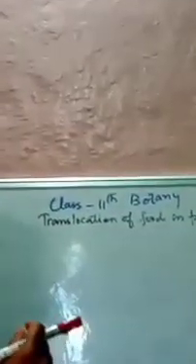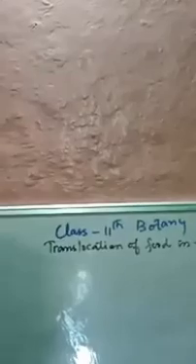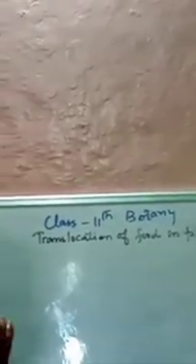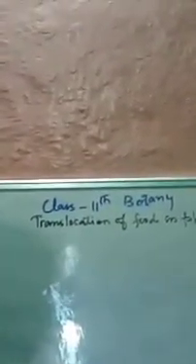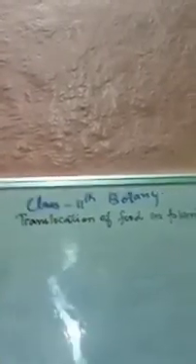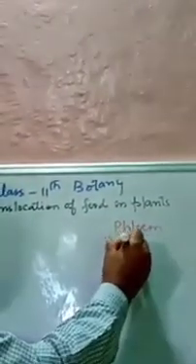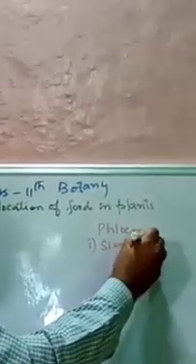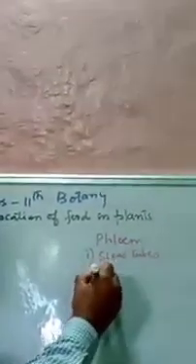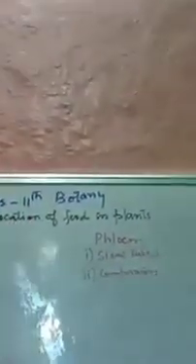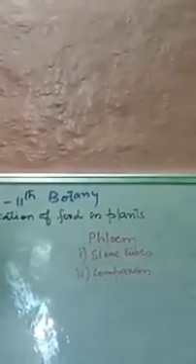We know that the movement of water or minerals is unidirectional, but what happens to this food, what is its direction? We know that the food is translocated by means of the phloem tissue, and this phloem tissue consists of sieve tubes or sieve cells and companion cells, and these are the two important cells which play an important role in the translocation of food in plants.